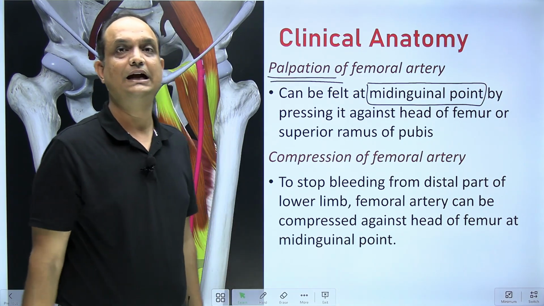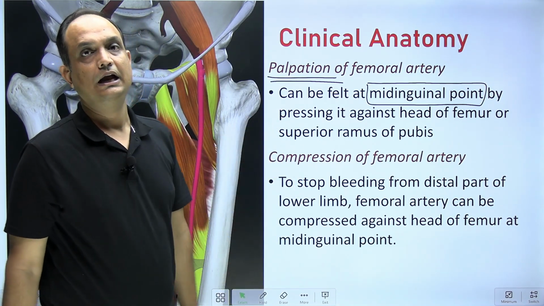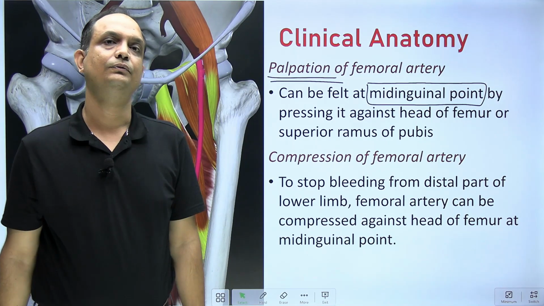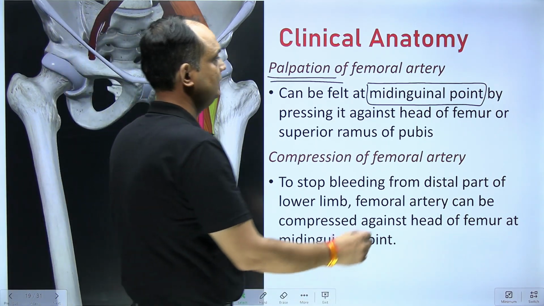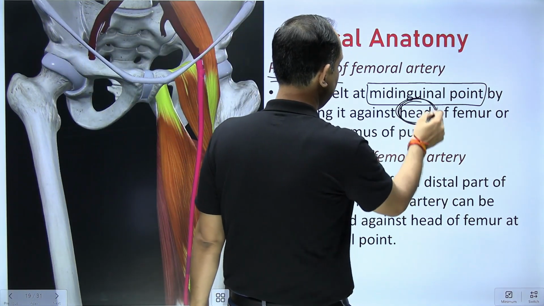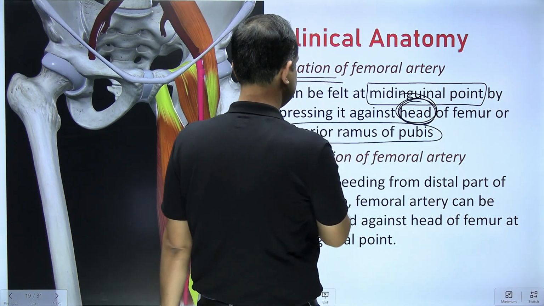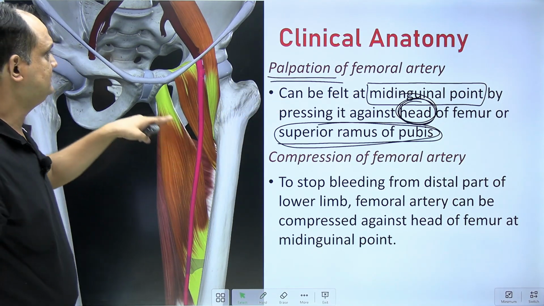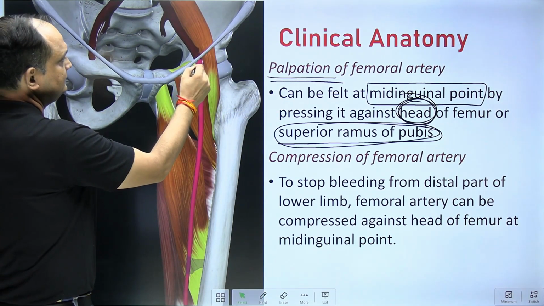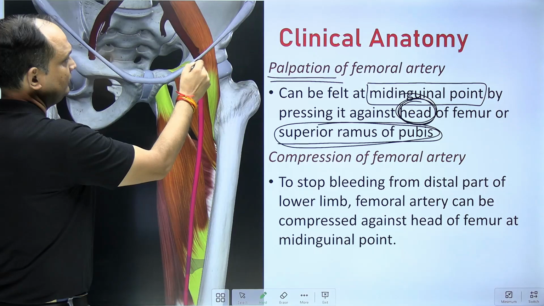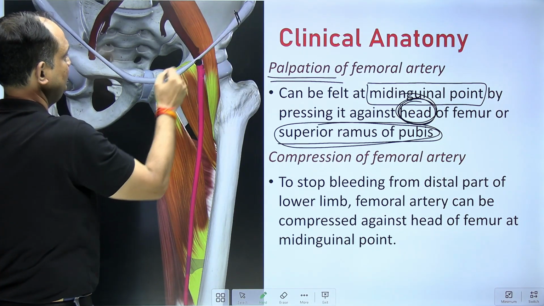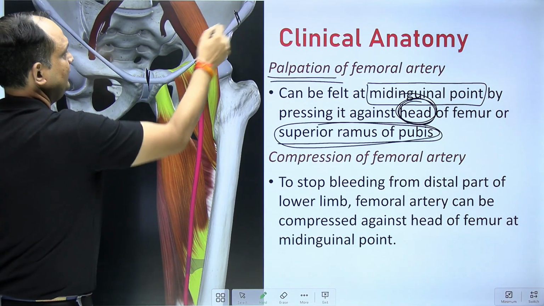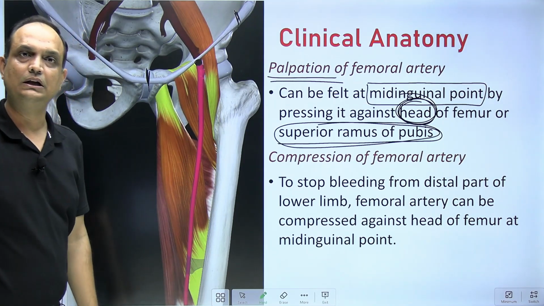So, the midpoint of that distance you can feel, and here you press the femoral artery against the head of the femur or against the superior ramus of pubis. Now, what is the difference? The difference is here, you can see that this is the point, that is your distance of ASIS to the pubic symphysis, and it is a midpoint of this mid-inguinal area.